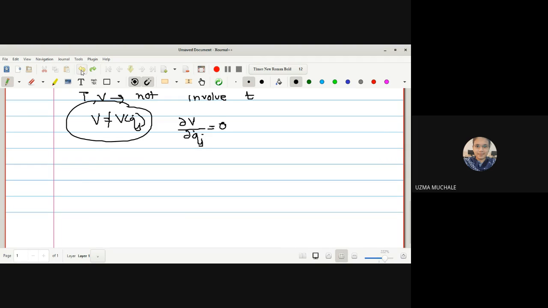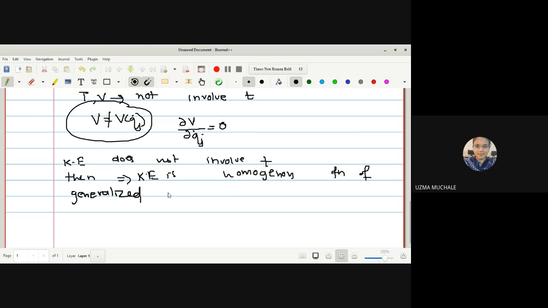Next, we have studied many theorems in the last unit of our first chapter. Sorry, in the last points of the first unit, we studied many theorems. Let me write down the statement. When kinetic energy does not involve time t, then kinetic energy is a homogeneous function of the generalized velocity.